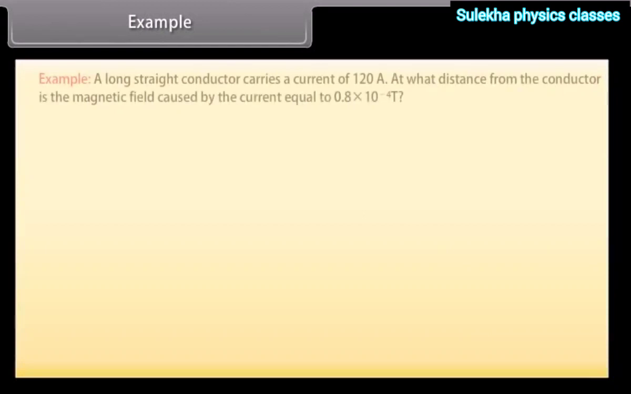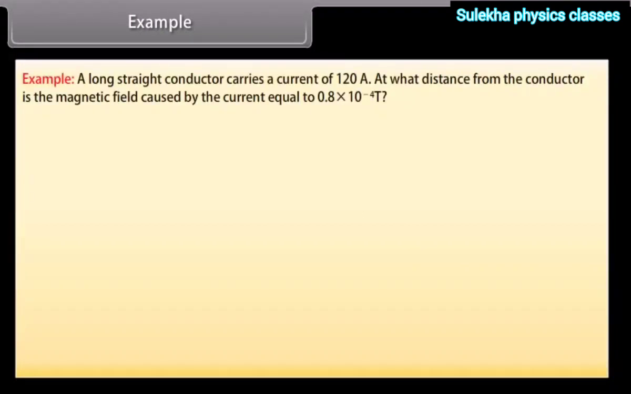Example. Let's take an example on magnetic field due to a current-carrying conductor. A long straight conductor carries a current of 120 ampere. At what distance from the conductor is the magnetic field caused by the current equal to 0.8 into 10 raised to the power minus 4 tesla?